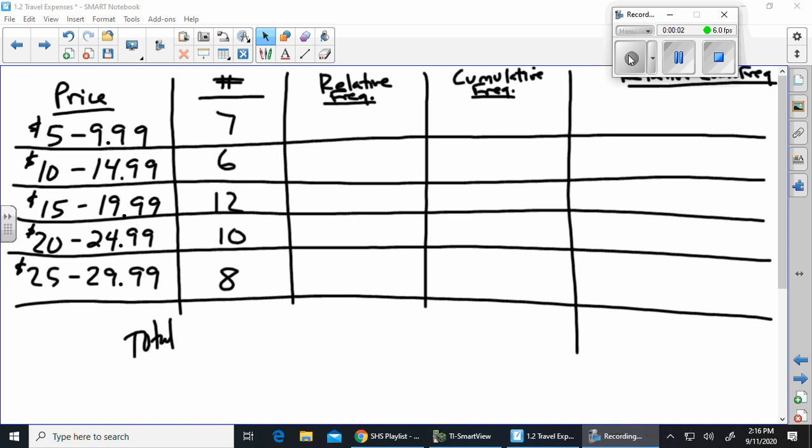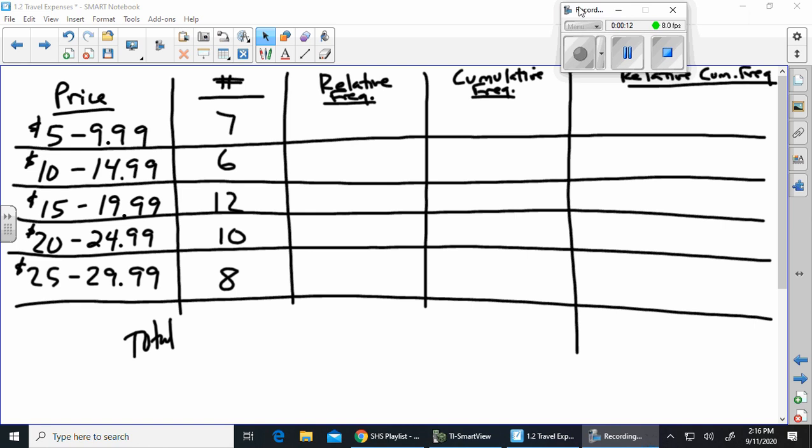Okay, today I want to do a quick review of what we had gone through yesterday with relative frequency, cumulative frequency, and relative cumulative frequency. So I just made this data up. Let's say I'm looking at prices of something. There's 7 that are from 5 to 9.99, 6 from 10 to 14.99, etc.